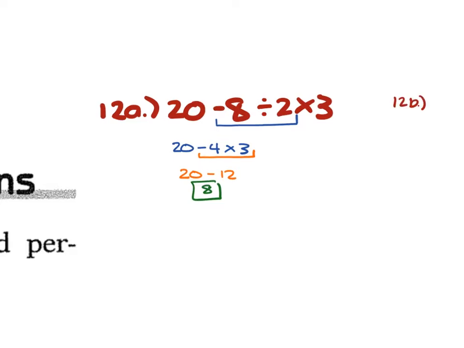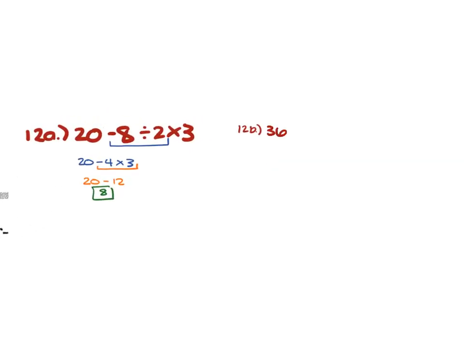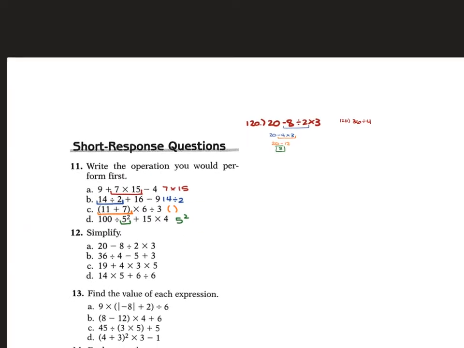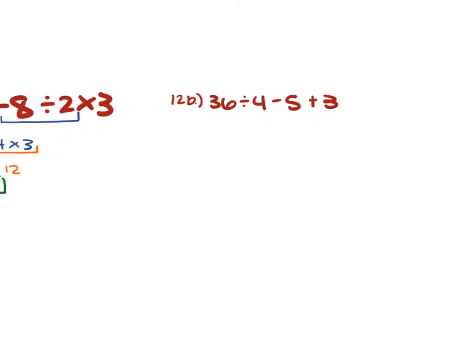For 12b, we have 36 divided by 4 minus 5 plus 3. So no parentheses, no exponents. We do have division, so we'll do the 36 divided by 4 first, which is 9, minus 5 plus 3. Then we have addition and subtraction. We'll go subtraction first. So we do the 9 minus 5, which is 4, plus 3 gives us 7.